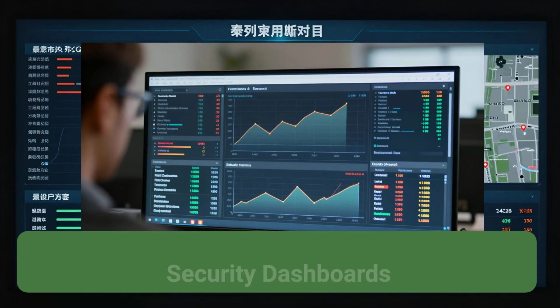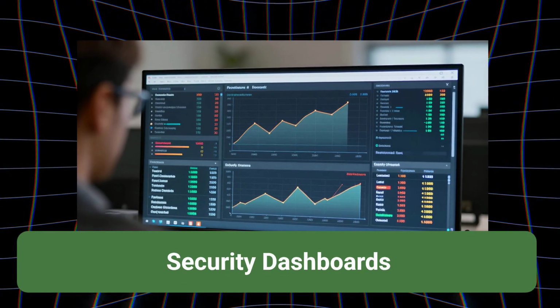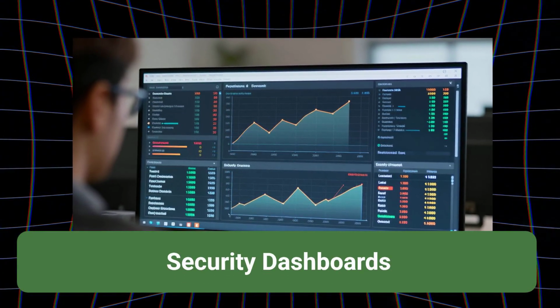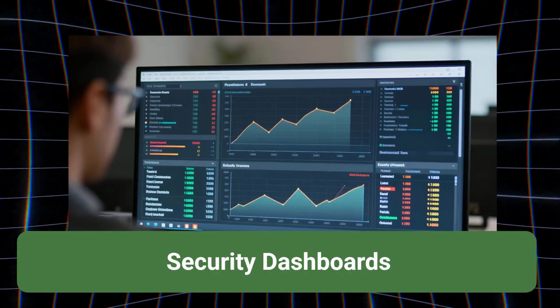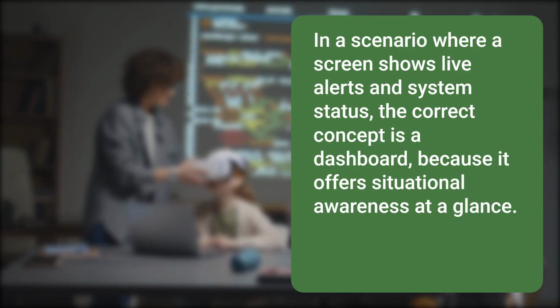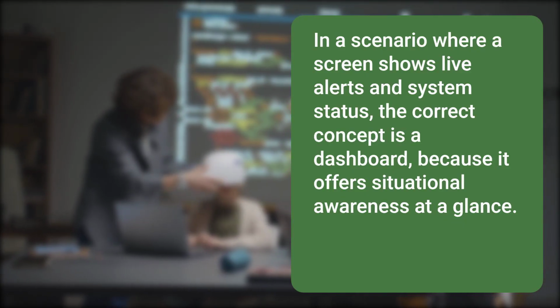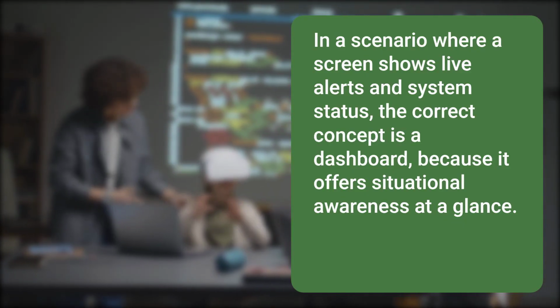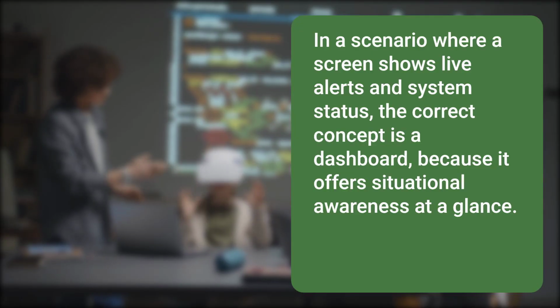Dashboards provide real-time and summarized visual displays of security metrics, alerts, and trends, allowing analysts to quickly understand the current situation. In a scenario where a screen shows live alerts and system status, the correct concept is a dashboard, because it offers situational awareness at a glance.